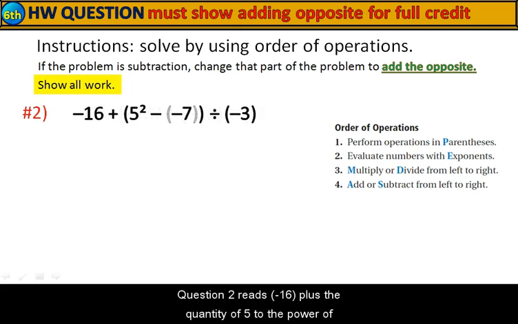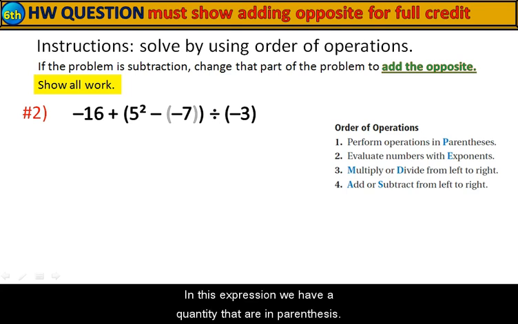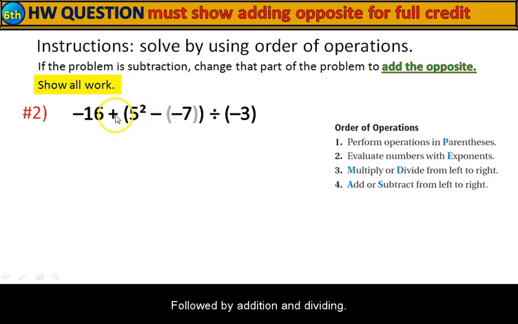Question 2 reads, negative 16 plus the quantity of 5 to the power of 2 minus negative 7, then divided by negative 3. In this expression, we have a quantity in parentheses, and inside that we have an exponent and subtraction, followed by addition and dividing on the outside. So we have 4 steps to process here.